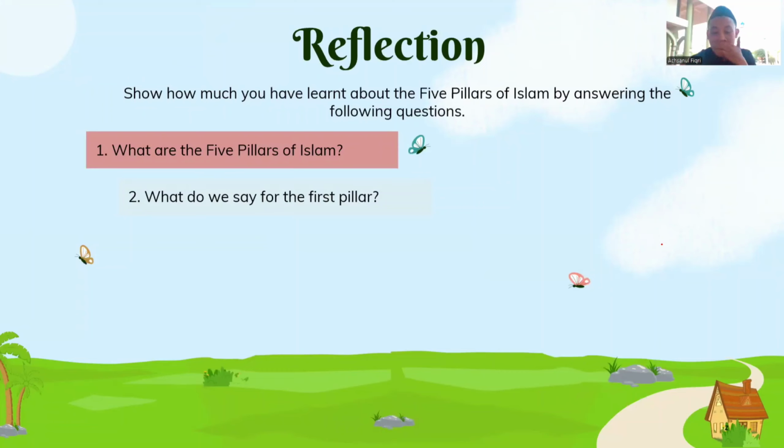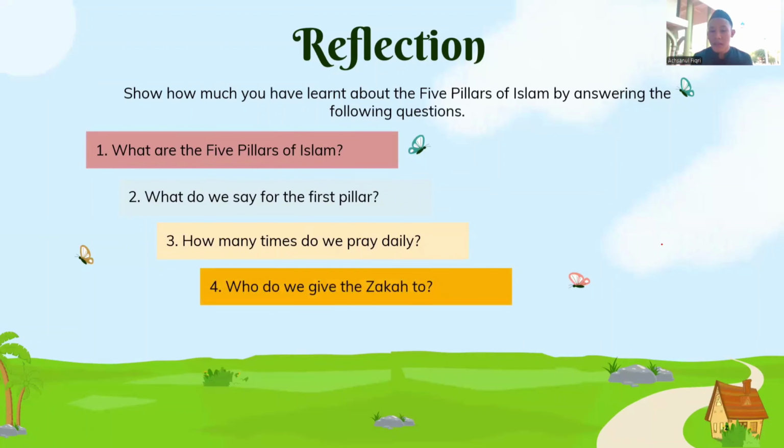Ashhadu an la ilaha illallah wa ashhadu anna Muhammadan Rasulullah. There is no God except Allah and Muhammad is the Messenger of Allah. How many times do we pray in a day? I already mentioned it. Yes, five times a day. Good job. Who do we give the zakah to? To the poor or those who are in need. Good job. Well done. Excellent. When do we fast? In Ramadan.